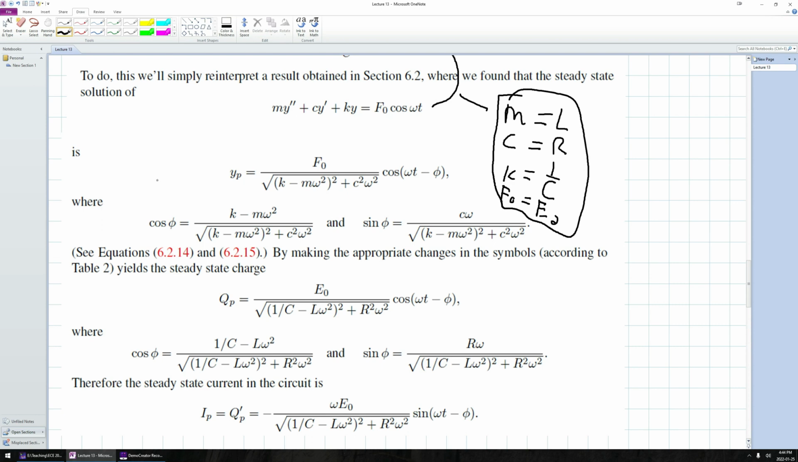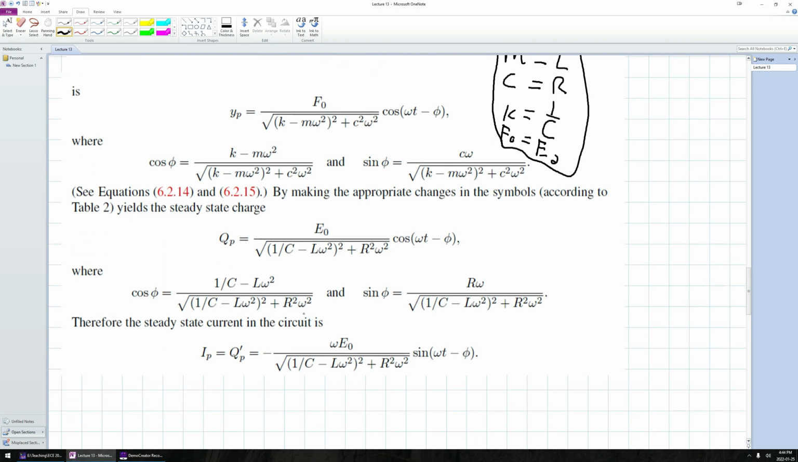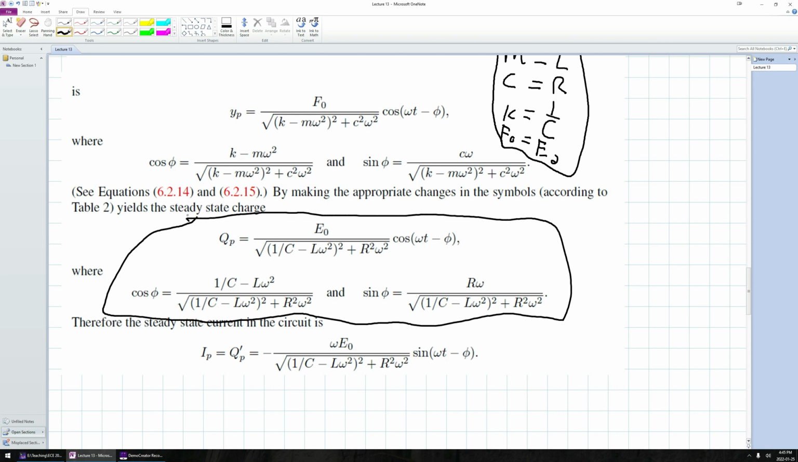So here I replace the F naught with the E naught to get this term here, K with 1 over C. Oh, I have an M, replace it with L. I have a C squared, replace it with R, etc. Okay, pretty straightforward. So after I do that from here, this is my solution to my differential equation that I want to solve.